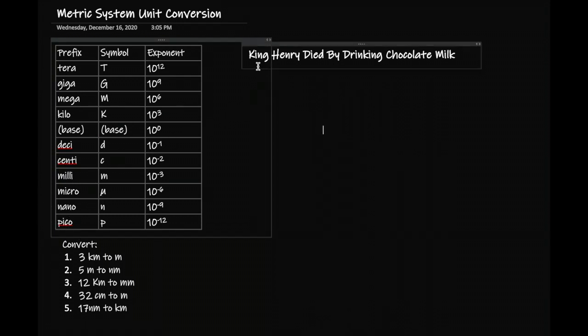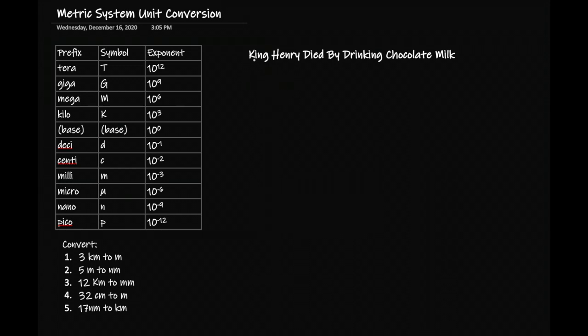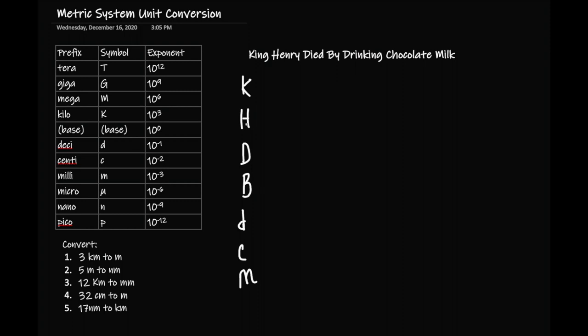There's also a mnemonic that I have written for you just so you can remember those exponents in here. The mnemonic that I have written is: King Henry died by drinking chocolate milk. So let's write down the first letter of each word. Okay, so K represents kilo, H is for hecto, D is for deca, B is for base, D is for deci, C is for centi, and M is for milli.